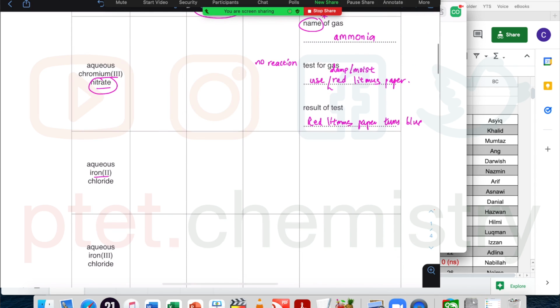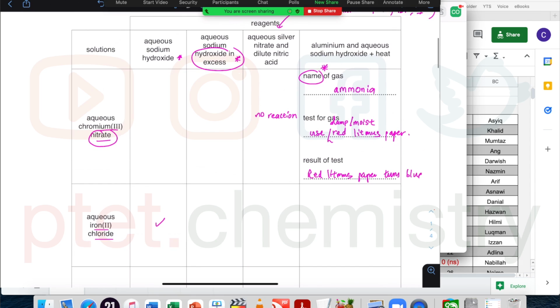You have iron 2 and you have chloride. I think with hydroxide is okay. One person said it like this. Okay, so I'll show you something which is wrong. Red brown precipitate is obtained. So red brown precipitate forms. That one is fine.